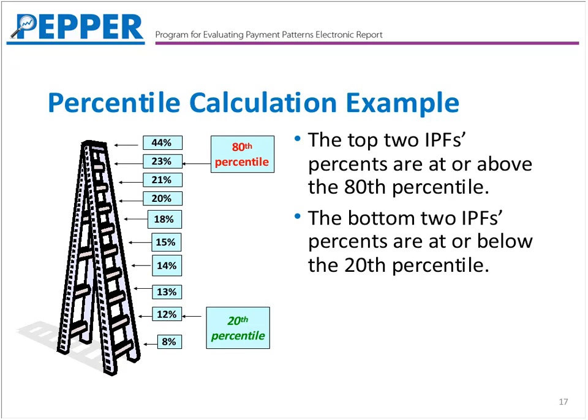bold print. Now on the flip side, when we're looking at low outliers, we're talking about the percent of providers that are at or below the 20th percentile. The 20th percentile is that point below which 20% of the inpatient psychiatric facilities' percents fall. So the percentiles help provide context so that you can understand where in this distribution of target area percent you fall and how different you are from the rest of the providers in the comparison group.